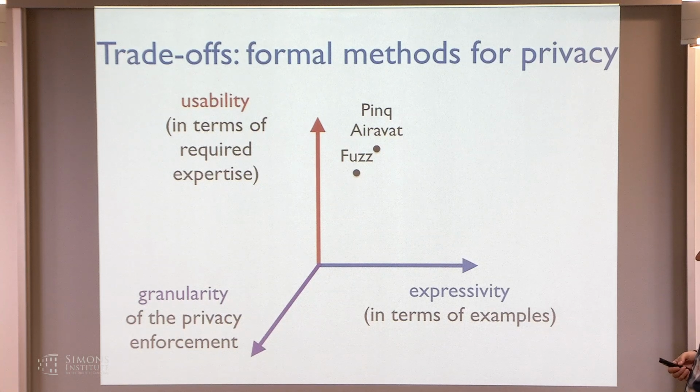Somehow in my mind, the expressivity of Fuzz, from what I understand, is way less than what is expressible by Pink or Fuzz. Right? It limits you to statistical queries. Yeah, I think you're right. You're right. In some sense, also with Pink, you can do only statistical queries at the moment because you have only aggregation.